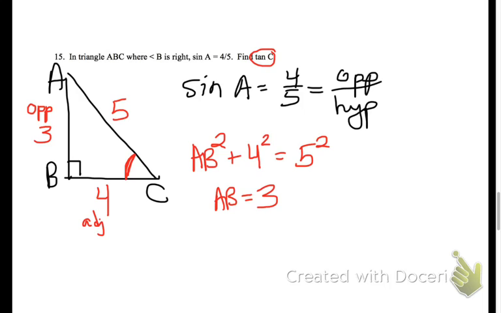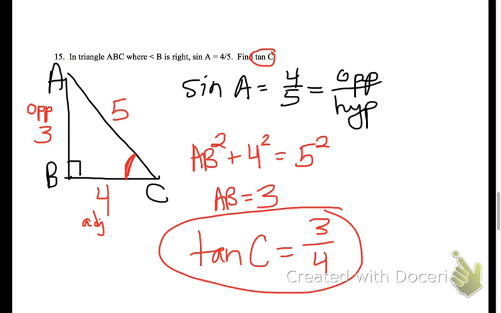Now that we know the side lengths, coming up with the tangent of angle C is just as simple as writing the ratio of the opposite over the adjacent. And there's our tangent of angle C.